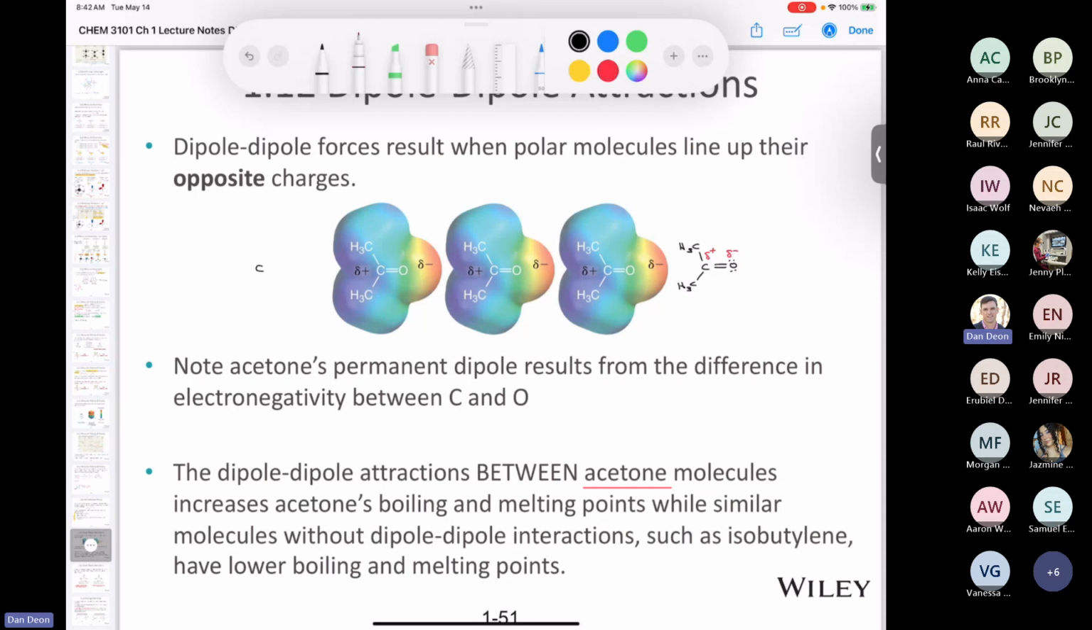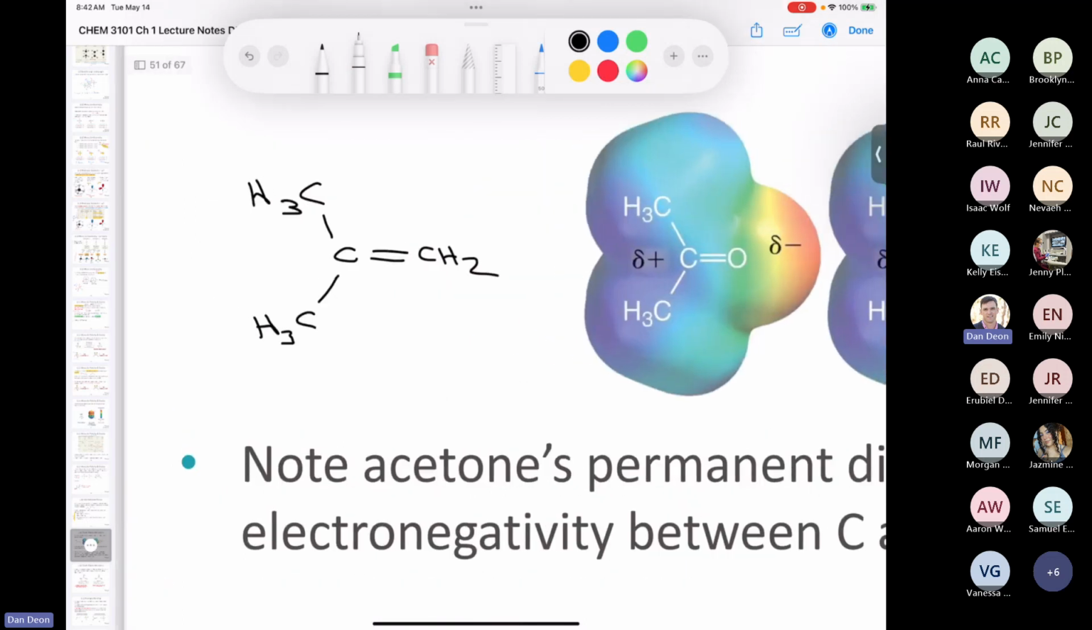I'll just draw isobutylene here for you quickly. We actually looked at it the other day. It's this molecule here. Maybe I can make that a little prettier. There we go, CH3 and CH3. Now look at this molecule very carefully, the one that I've drawn in black. I'll ask you a question. Are there any polar bonds in this molecule?